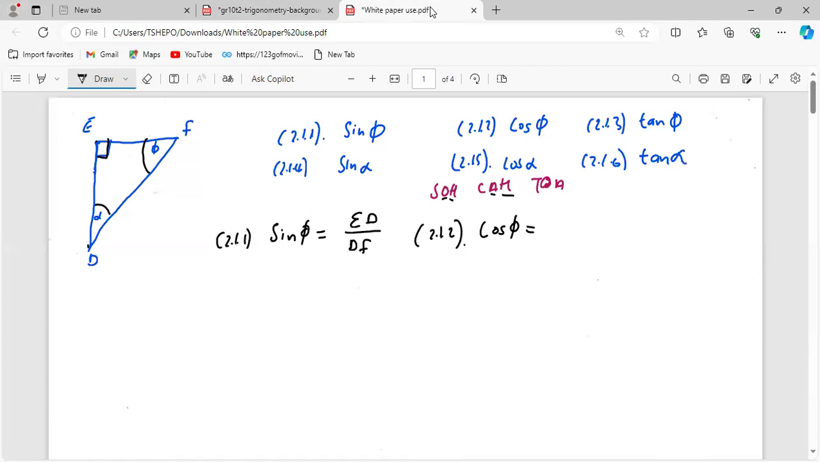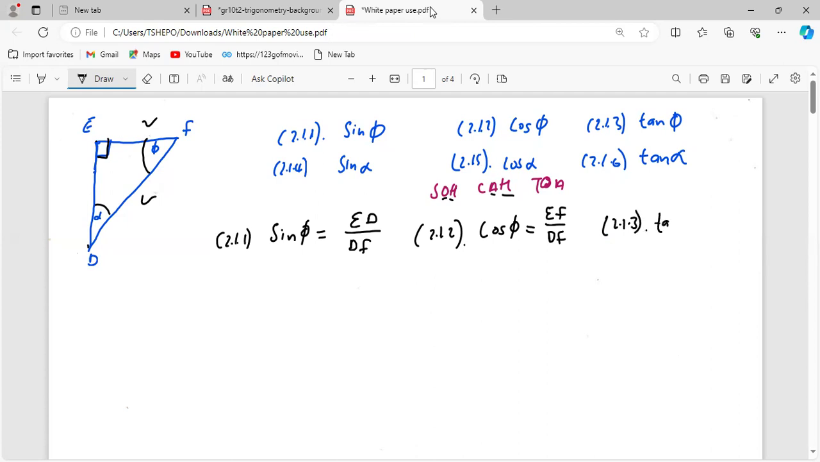Even DF is adjacent, but we have already indicated that DF is the hypotenuse because it's opposite to 90 degrees. So that means EF will be the adjacent side to this angle, which is angle phi. So using the cos phi ratio, it's going to be adjacent over hypotenuse. So our adjacent is going to be EF over hypotenuse. Hypotenuse, remember, is always opposite to 90 degrees, which is DF. And then we are done answering 2.1.2. Then we go to 2.1.3.